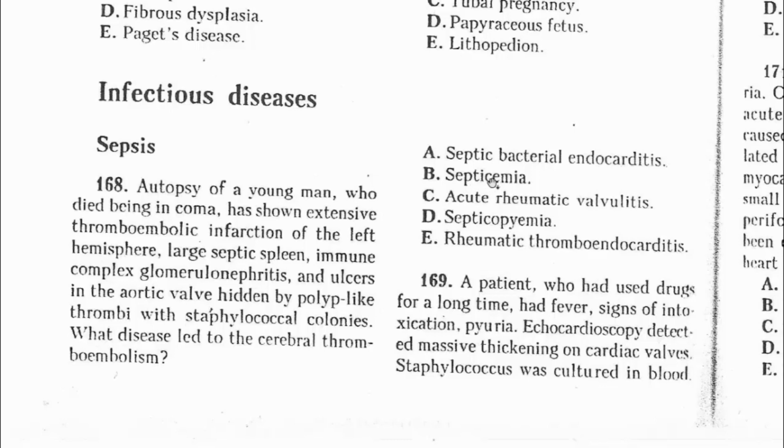Septicemia is usually characterized by toxicosis, that is high temperature and delirium, increased reactivity of the organism, but absence of purulent metastasis. All right. Now, septic bacterial endocarditis is characterized by lesions of valves of the heart. Valves of the heart. So your answer is A.